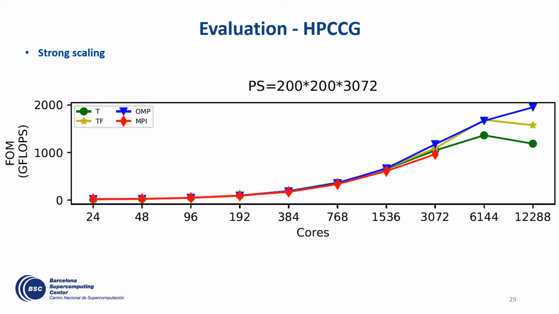Regarding the T version, it becomes worse than the TF and OMP versions. Finally, in the last point, both TF and T versions stop scaling while OMP keeps doing so. This is because with such a number of cores, the problem size per core is so small that it fits in cache, and the OMP version with static scheduling is able to exploit data locality better.